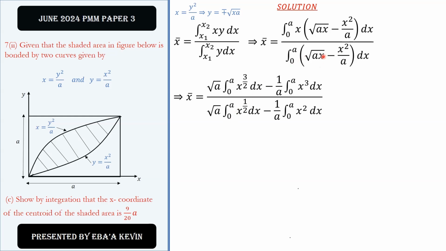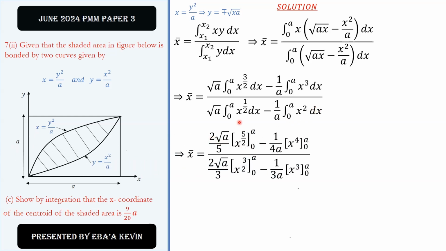the square root of a times the integral from 0 to a of x raised to the power a half, because here we are simply left with the square root of x, dx, minus 1 divided by a times the integral from 0 to a of x squared dx. Okay, on which further simplifying, that is integrating, what are we going to have? Here we are going to have 2 times square root of a divided by 5, then times x raised to the power 5 divided by 2, then from 0 to a. Why?